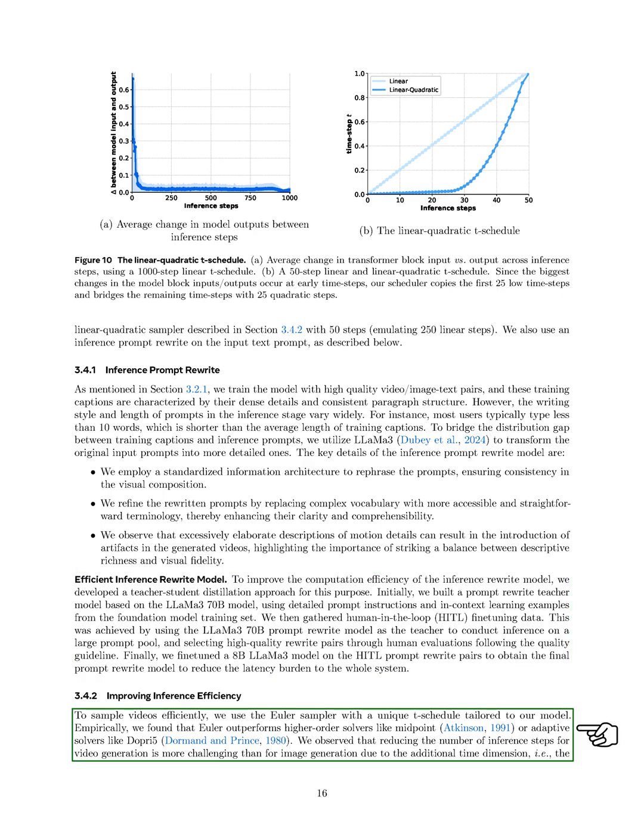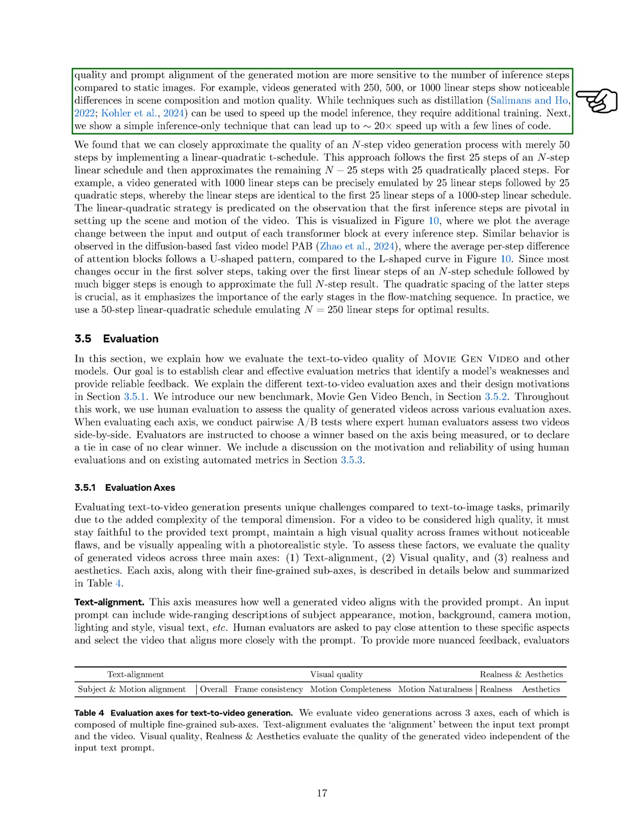To sample videos efficiently, we used the Euler sampler with a unique T-schedule tailored to our model. We found that Euler outperformed other solvers like Midpoint or adaptive solvers. We also noted that reducing inference steps for video generation is more complex than for images due to the additional time dimension, making the quality and alignment of generated videos more sensitive to the number of steps. For instance, videos generated with different numbers of linear steps, such as 250, 500, or 1000, showed noticeable differences in quality and scene composition.